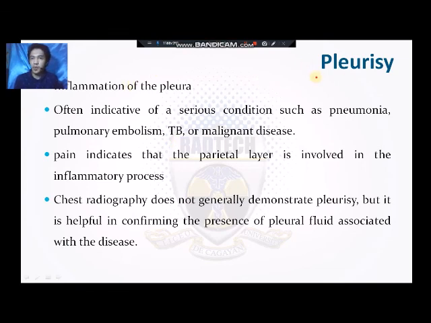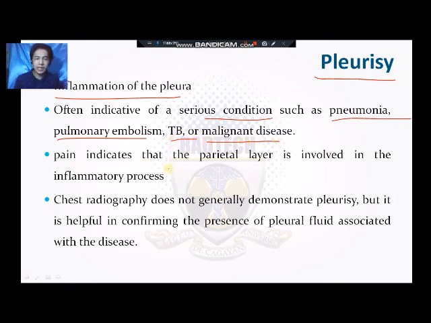Okay, so next we have pleurisy. This is basically the inflammation of the pleura, katong visceral pleura or the parietal pleura, often indicative of serious conditions such as pneumonia, naay pulmonary embolism sa patient, or TB, or maybe naa siya'y malignant nga disease. So pain indicates that parietal layer is involved in the inflammatory process. So parietal layer, that means katong parietal pleura, katong outer nga layer, the layer that is directly connected with the rib cage of the patient.